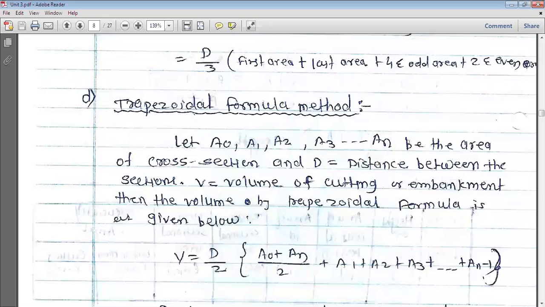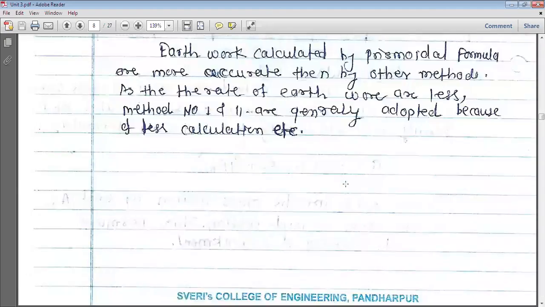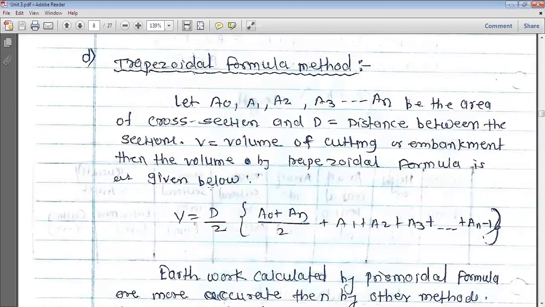Then as far as the trapezoidal method is concerned, the volume of cutting or embankment we calculate using the formula D, where D is the distance between the sections, that is the chainage difference. D into bracket A0 plus AN, that is the first area plus last area, divided by 2, plus A1 plus A2 plus A3 and so on. Only this formula you have to use.